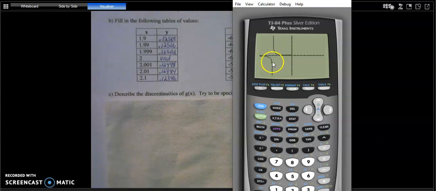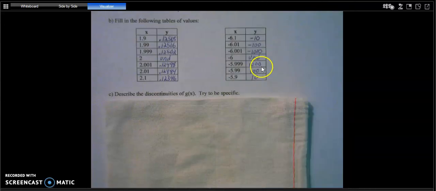is as you approach negative 6 on this left-hand side, notice how it's getting lower and lower and lower. On the right-hand side, as you approach negative 6, it's getting higher, higher, higher. So it's getting larger in the positive direction on the right-hand side of negative 6, and larger in the negative direction as you approach negative 6 from the left side.